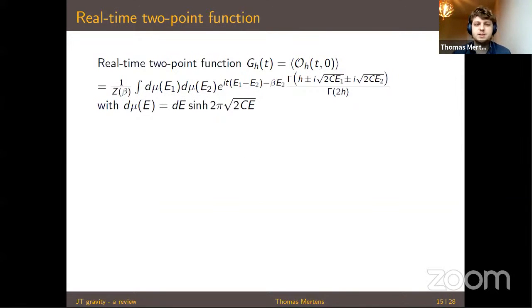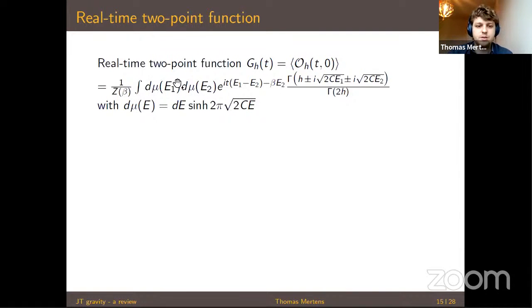This is the real-time 2-point function where you have a single one of these bilocal insertions. So a single bilocal operator with endpoints at 0 and at t. So this is a function of t. And then you do the Schwarzian path integral over this object using one of these methods that I mentioned on the previous slide. And this is the answer you get.